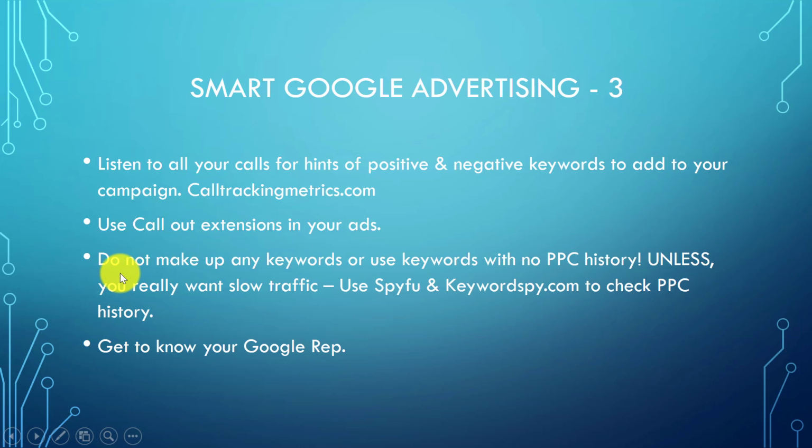And this next point, I've seen this so many times. Do not make up any keywords or use keywords with no PPC history, pay-per-click history. Now, this is very important. You could do this, unless you really want slow traffic, but I recommend not doing this. Use SpyFu and KeywordSpy.com, for example, to check the PPC history of a particular keyword.